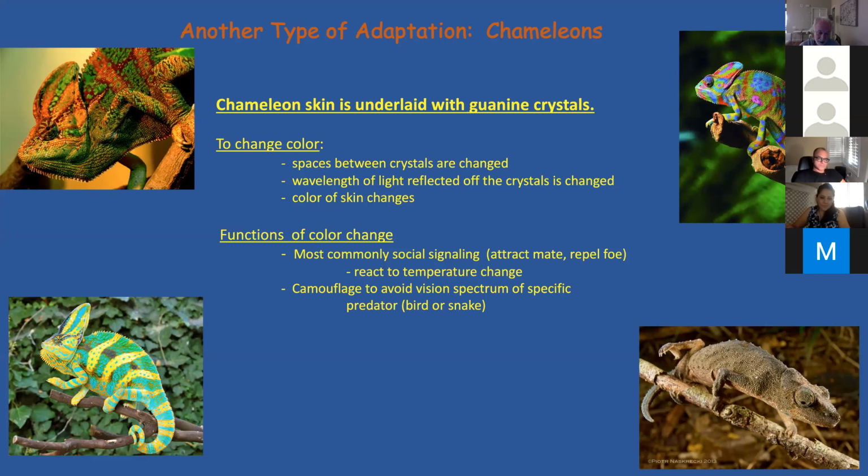And it can also be a reaction to temperature change. Occasionally, camouflage does work to avoid predators like birds and snakes. The color change can avoid the vision spectrum of the predator. But that's a minor use of color change in chameleons. Mostly it's social signaling. So again, the point here is that this is a type of change, but it's an adaptation. It's not evolution.